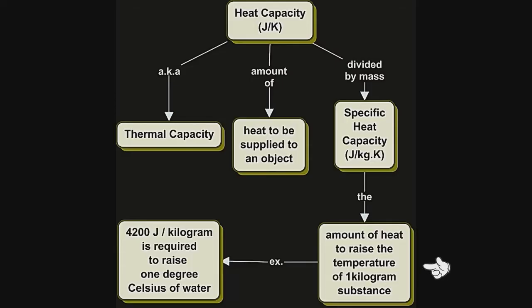So the concept of specific heat capacity is actually the amount of heat that will be needed to raise the temperature of a substance that has a mass of 1 kilogram. An example of this specific heat capacity is that of water. Water can be raised by 1 degree if we apply a heat that is equivalent to 4,200 joules in every kilogram of that water.